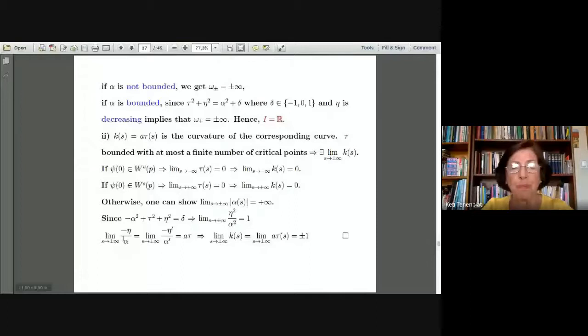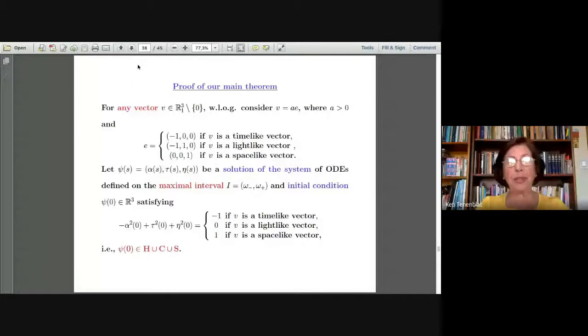Okay, so this will tell you how the curvature goes when s is going to plus or minus infinity. Now, the proof of the main theorem goes in big steps like that. You start with any non-zero vector v in the Minkowski space. So you consider v as a times one of those vectors: time-like, light-like, or space-like, a positive.